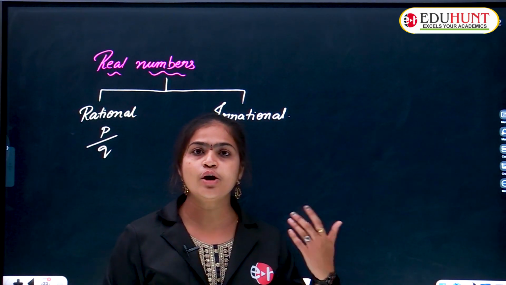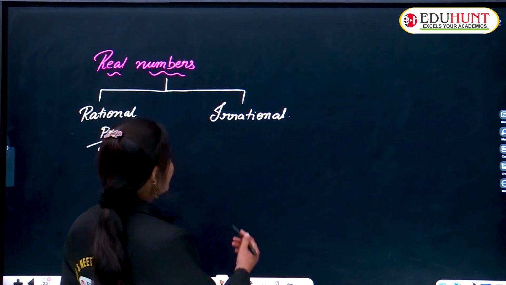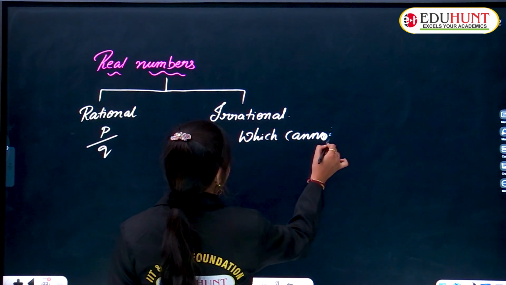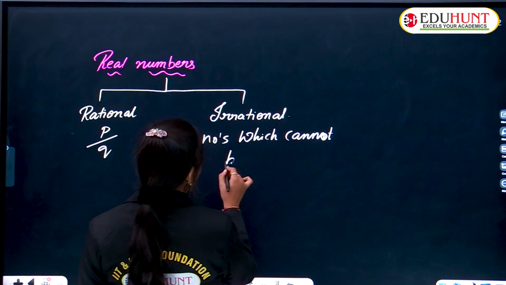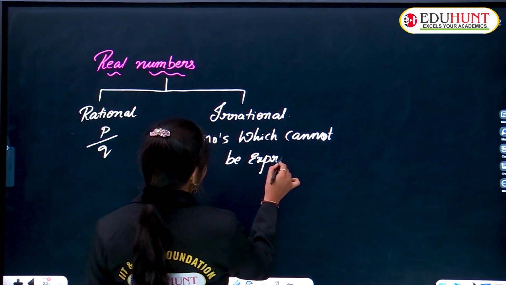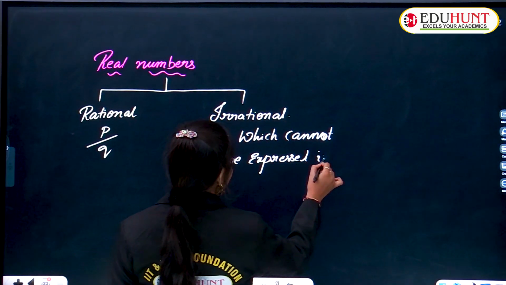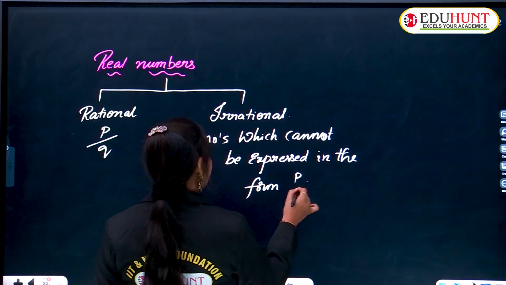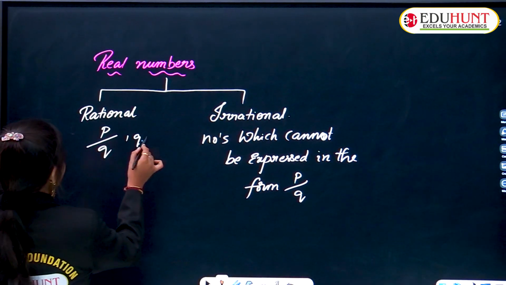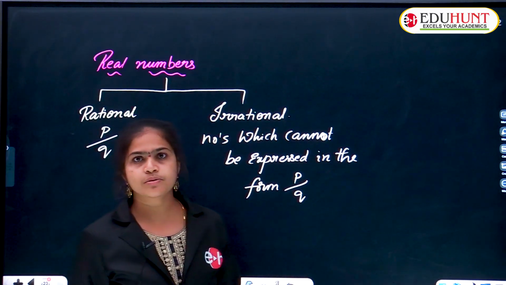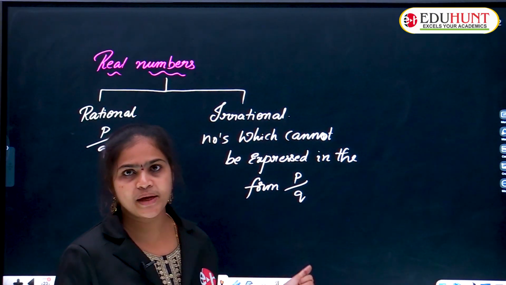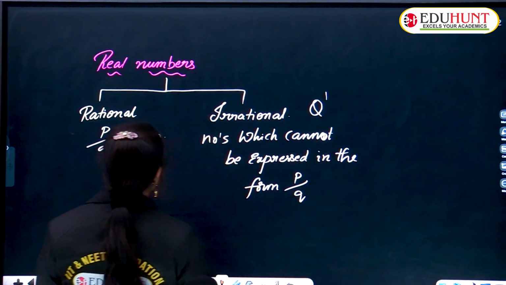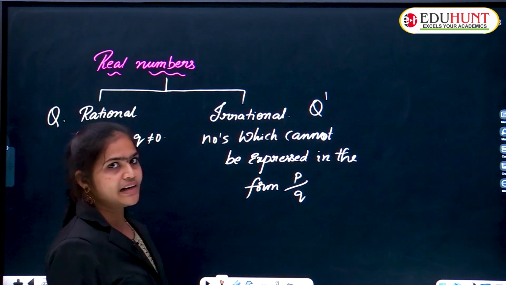And what about irrational numbers? The numbers which cannot be written in the form of P by Q, and here Q not equals to 0. Understood? Which numbers we cannot express in the form of P by Q, those numbers are known as irrational numbers. Irrational numbers are denoted by the letter Q dash, rational numbers are denoted by the letter Q.